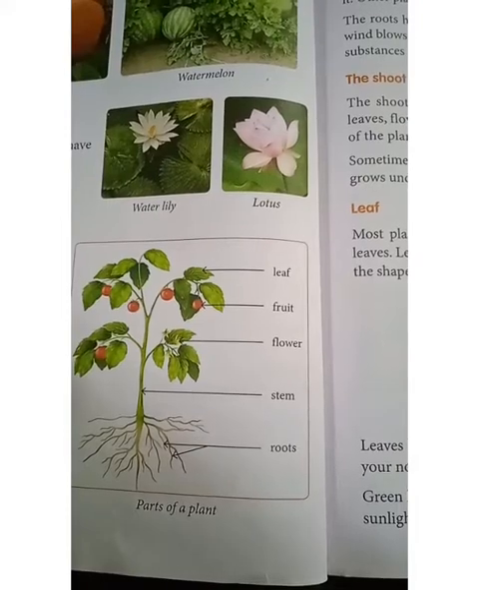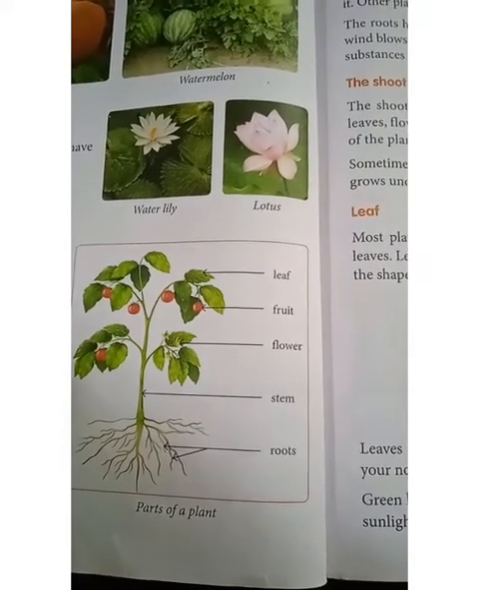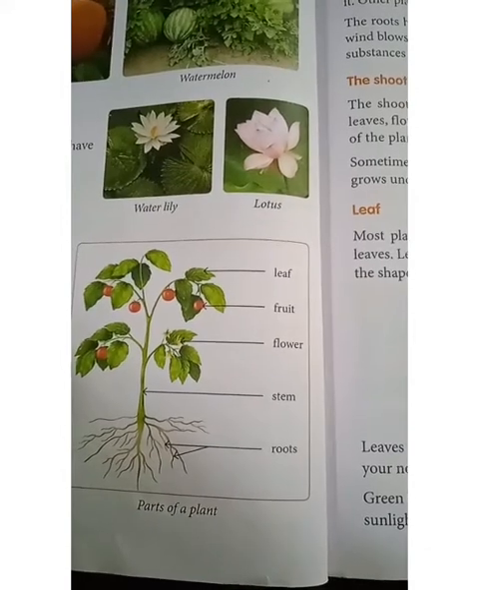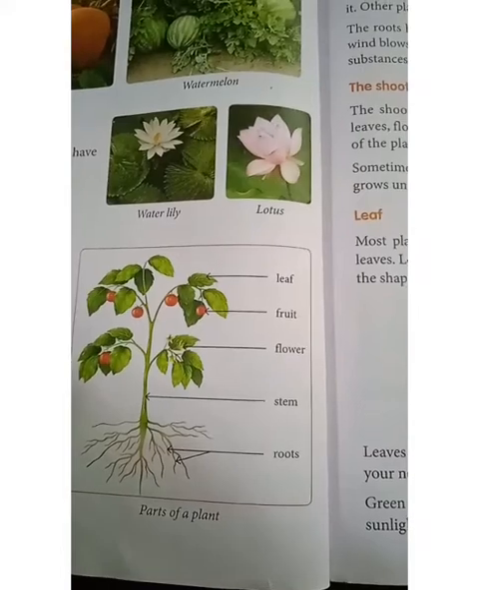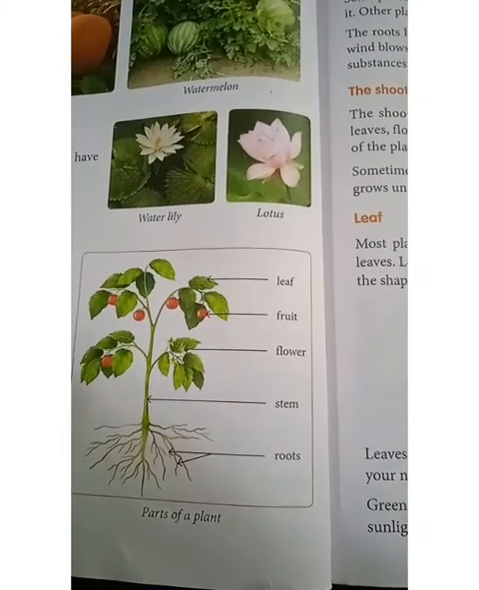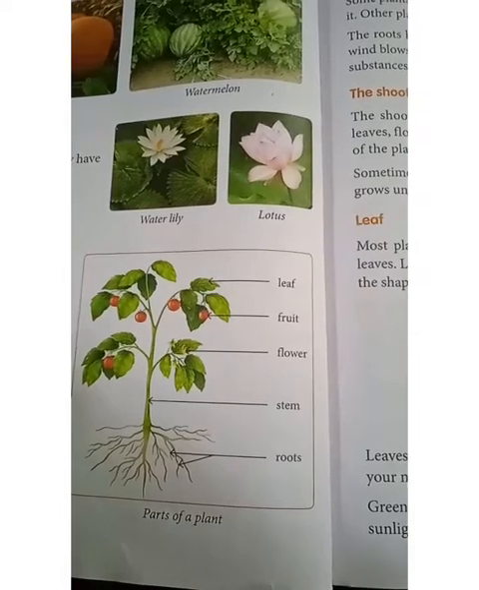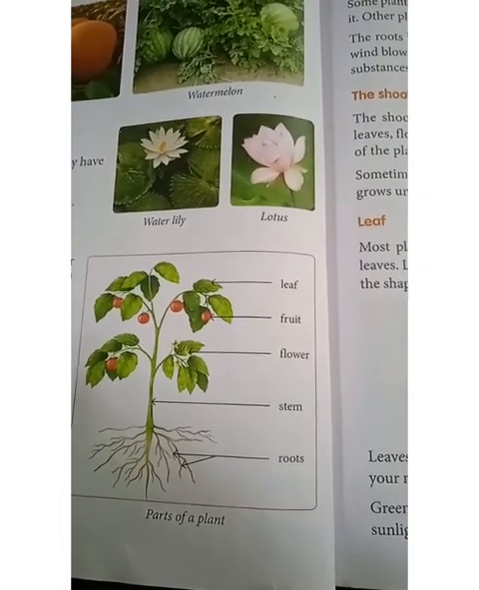Okay, so now we are going to study a new lesson: Plants around us. We learned in standard one that plants are living things which need water, air and sunlight to grow, isn't it?